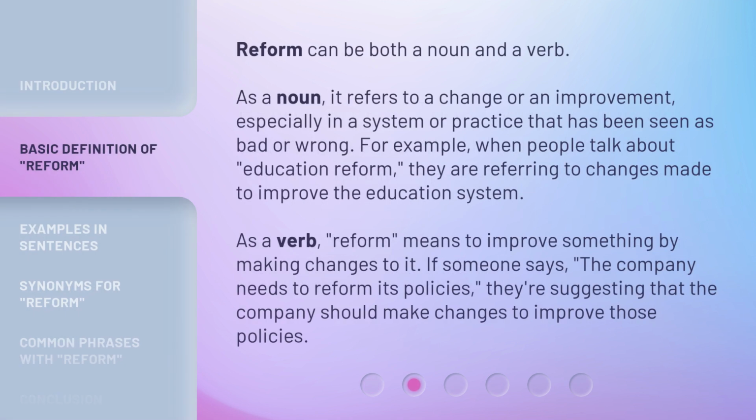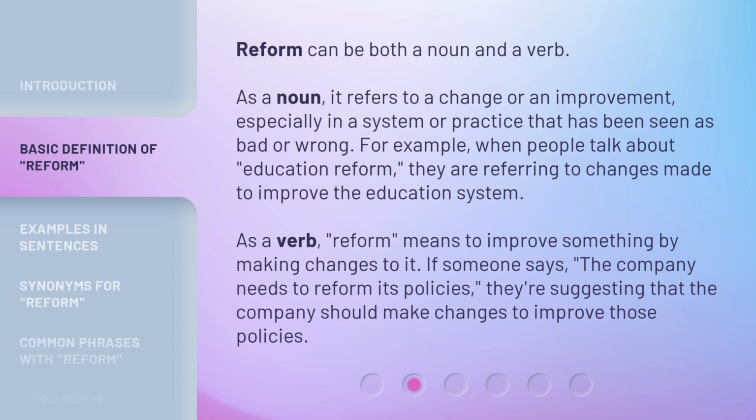Reform can be both a noun and a verb. As a noun, it refers to a change or an improvement, especially in a system or practice that has been seen as bad or wrong. For example, when people talk about education reform, they are referring to changes made to improve the education system.